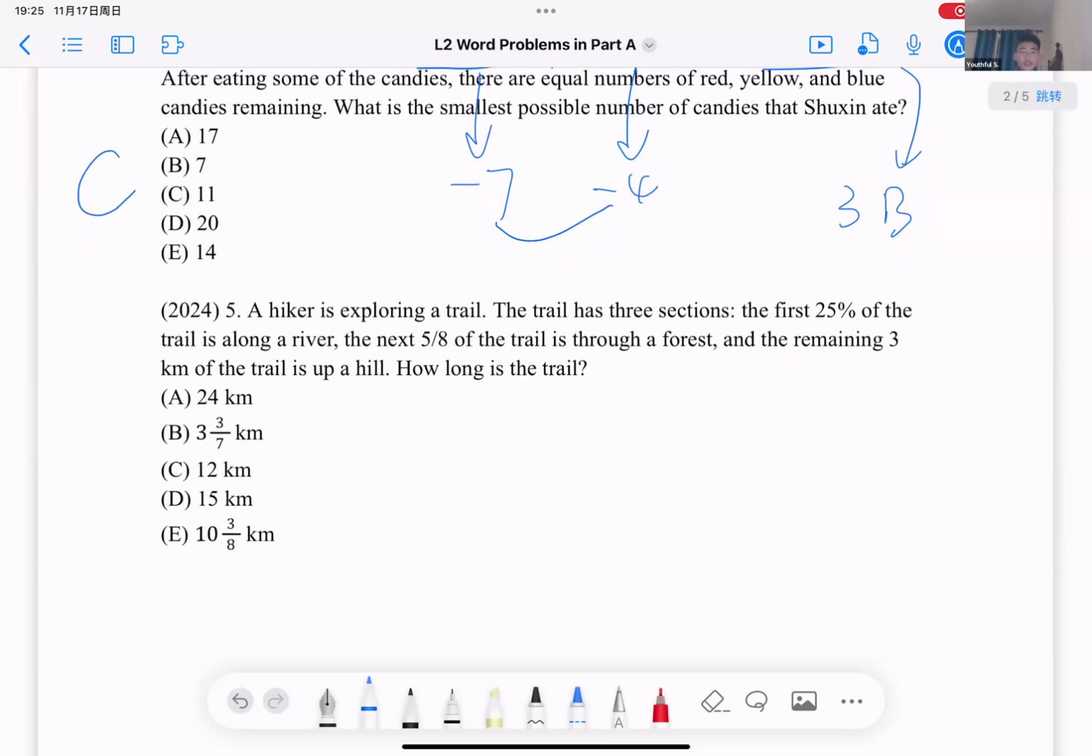Okay. And the fifth question. First 25% of the trail is along a river, and next 5/8 of the trail is through a forest. And the remaining 3 kilometers of the trail is up a hill. So how long is the trail?